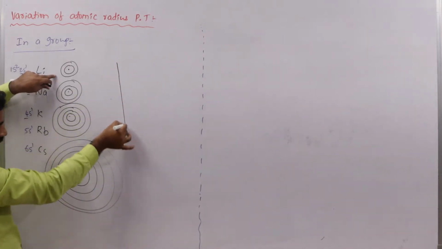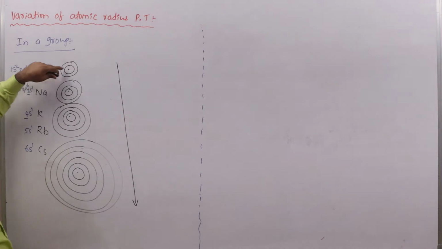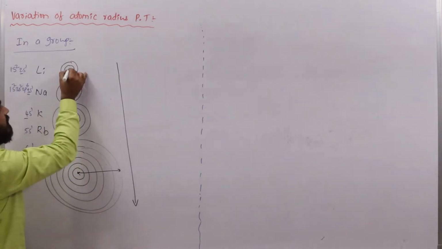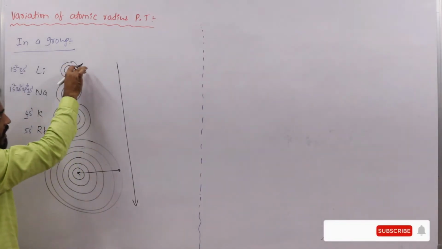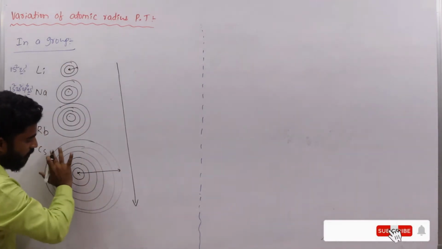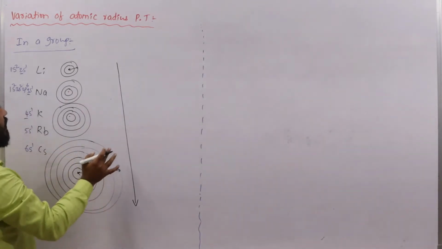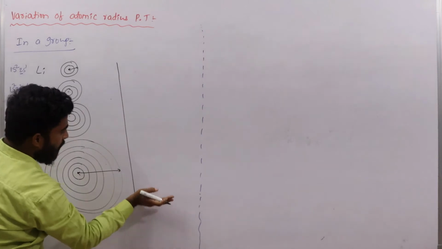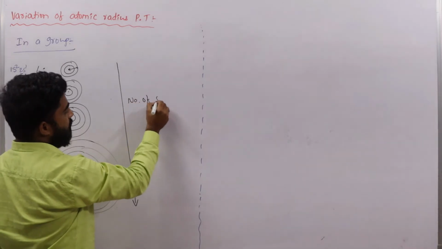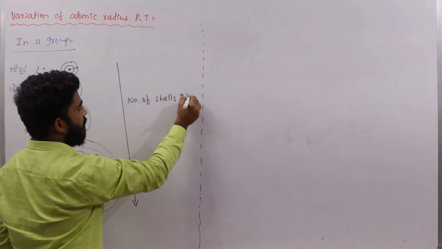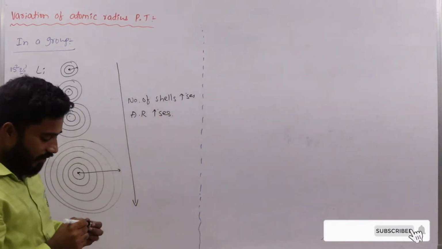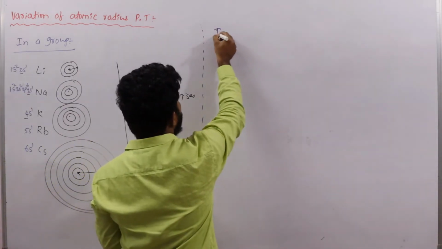As the number of shells increases from top to bottom, what will happen to the radius? The radius also increases. Here the radius is very less because the size of the atom is less, due to fewer shells. Here the radius is more because of more shells. That's why we can say, from top to bottom in a group, as the number of shells increases, the atomic radius also increases.